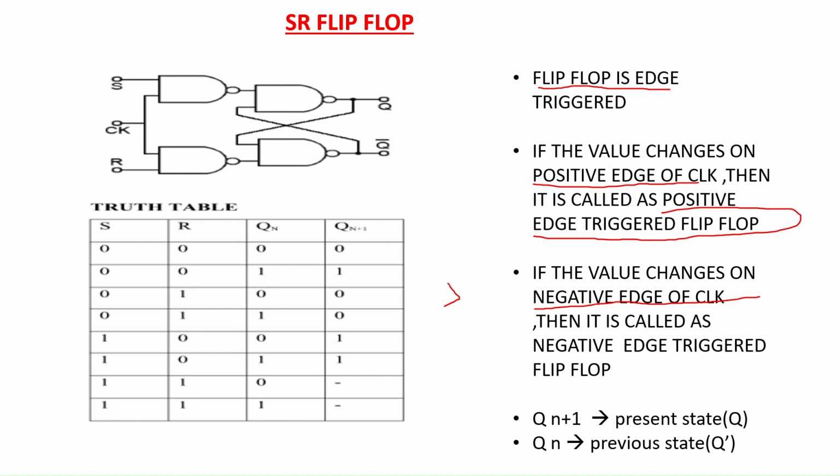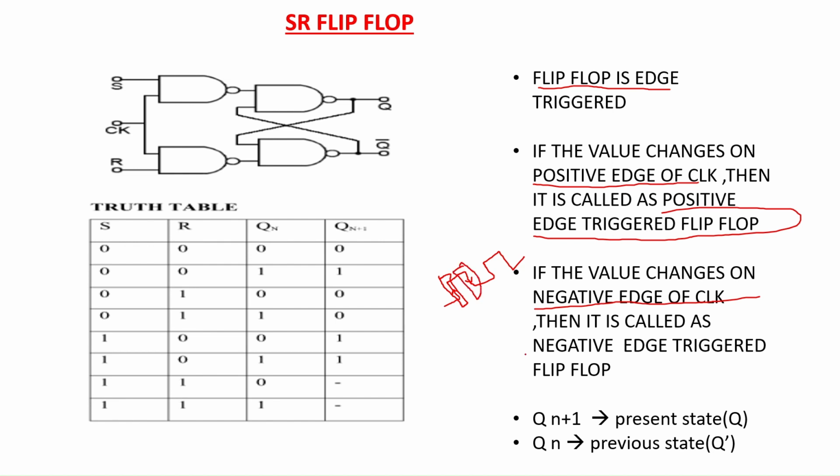Usually the clock pulse will be denoted by this. This is the positive edge. When it rises from 0 to the maximum value, it is called positive edge, and when it falls from the maximum value to 0, it is called negative edge. When the output value changes at this point, this is called a positive edge triggered flip-flop. If the value changes at this point, then it is called a negative edge triggered flip-flop.